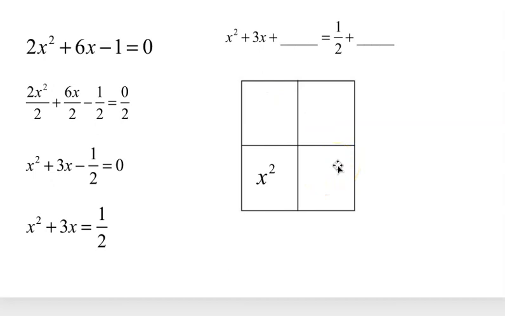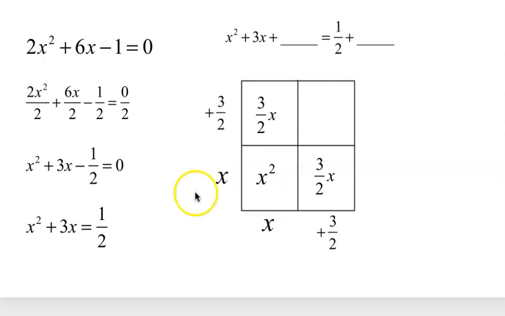So what is 1/2 of 3x? Well, 1.5x. Or half of 3x, 1/2 times 3x is 3x over 2. So we put a 3x over 2, or 3/2 x in this box, and a 3/2 x in this box. My model works off the idea that length times width is area. So if the area is x squared, the length is x, and the width is x.